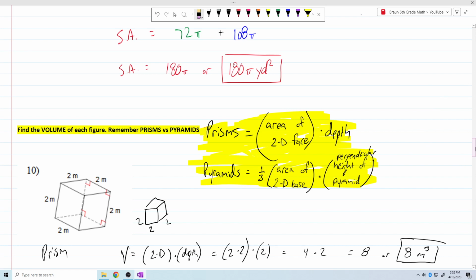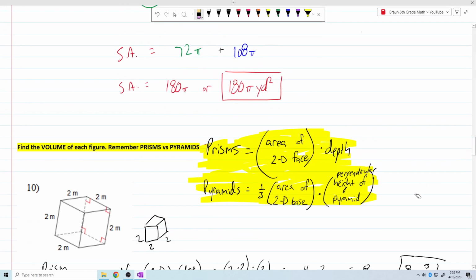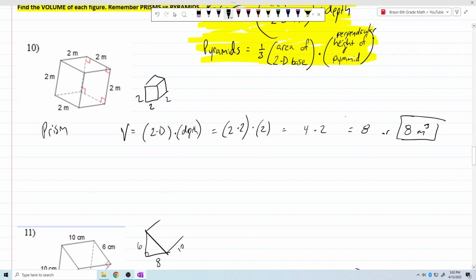For pyramids, it's mostly the same. It's the same idea as far as identifying the base, or the face, you want to call it, and getting the 2D area of it. There's a little bit more to it than that, and when we get to some of those, I'll talk more about it. But these first few problems are prisms.